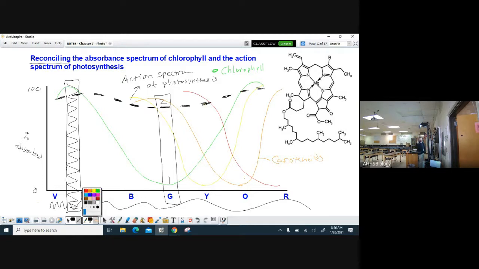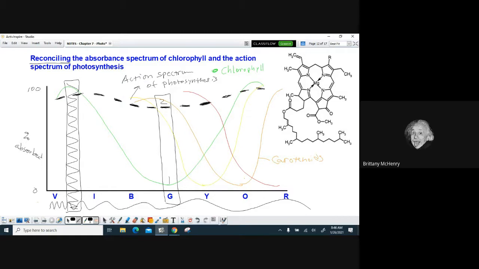And this is an exact worded question from an AP question. If there were no other accessory pigments, alternate pigments, or secondary pigments, what would the action spectrum of photosynthesis look like if the only photosynthesis pigment was chlorophyll? It would dip down at the green.